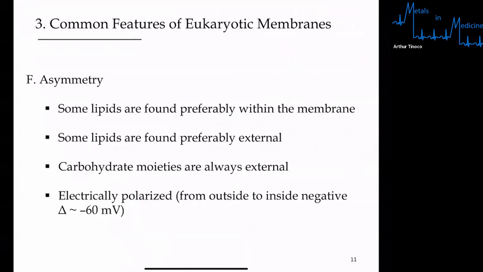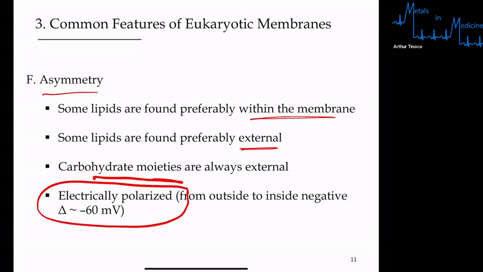All right. Another really important part, and this is going to be the last thing that I want to emphasize, is the asymmetry of the actual membrane. So just as I already mentioned, the heterogeneous nature of the types of lipids or proteins, some that are going to be preferably within the membrane, those that are going to be external. The carbohydrate moieties by glycosylation will be external. But another really important one is the idea that the membrane is electrically polarized. So going from the outside to the inside, you have this delta of negative 60 millivolts. And that can be quite important in terms of the movement of different solutes through the membrane.